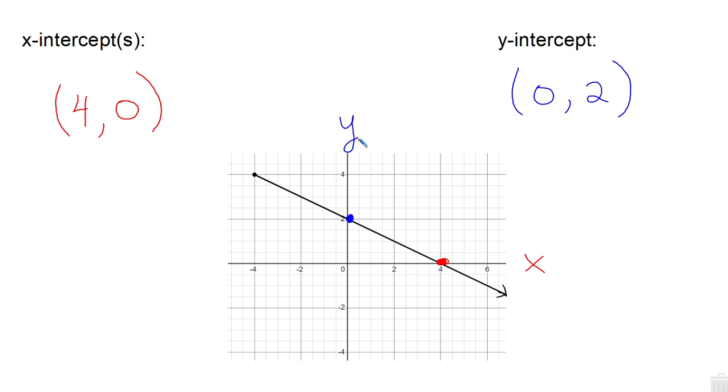And it's easy to remember that. For both of them, if you're looking for the x-intercept, it's the opposite one that's 0. The y is 0. And for the y-intercept, it's the opposite. It's always the x that's equal to 0.